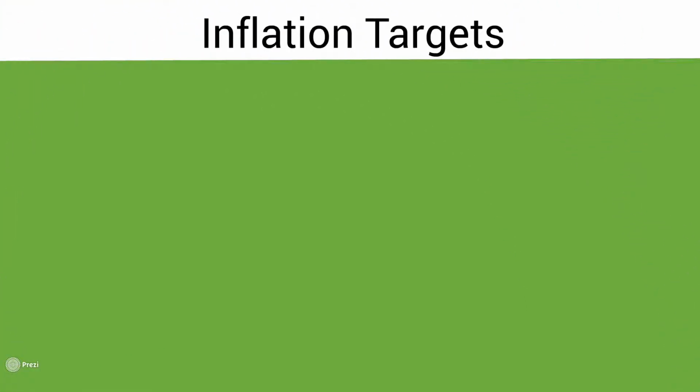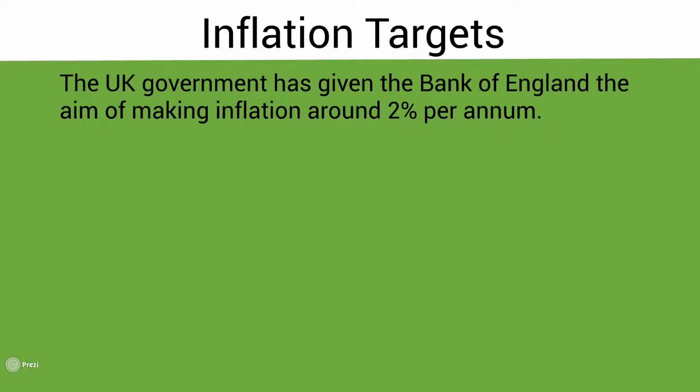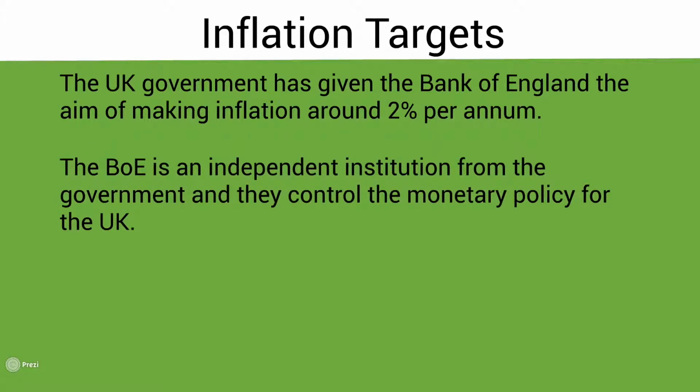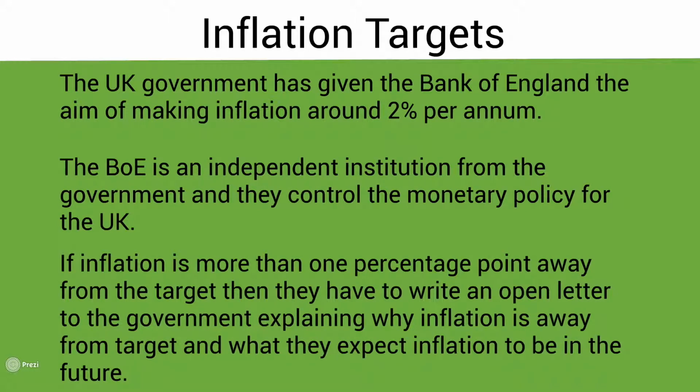This is why the UK government gives the Bank of England an inflation target. The UK government has given the Bank of England an inflation target of 2% per annum. The Bank of England is an independent institution from the government, and they control the monetary policy for the UK. If inflation is greater than 1% away from this target, i.e. is less than 1% or greater than 3%, the Bank of England has to write a letter to the government explaining why inflation is away from the target and what they expect inflation to be in the future.